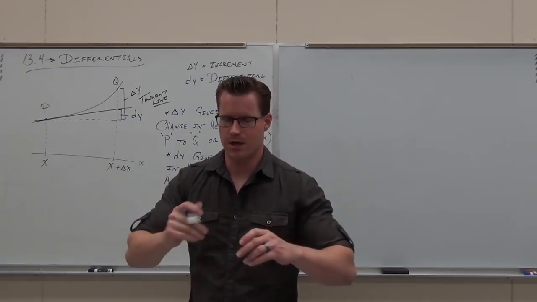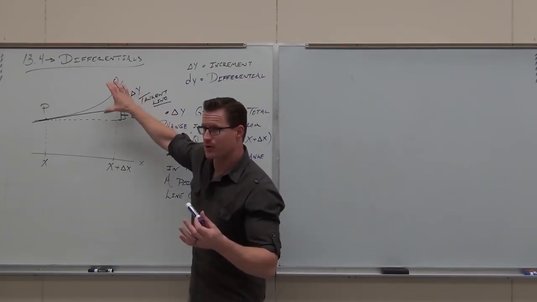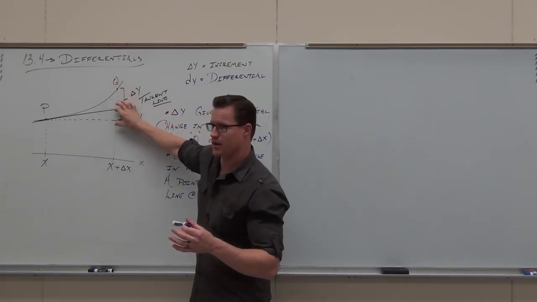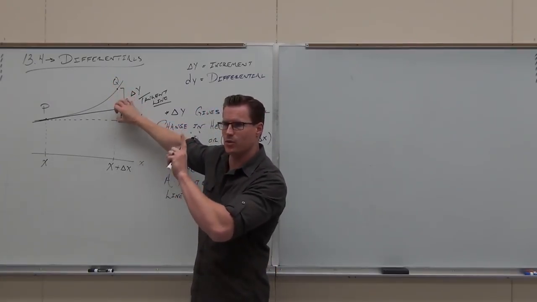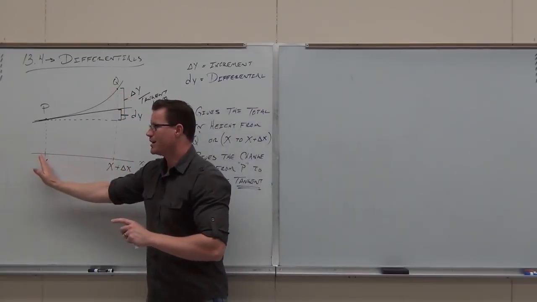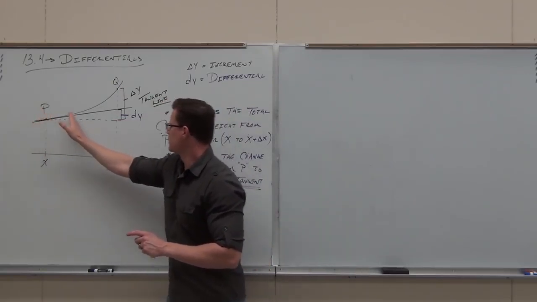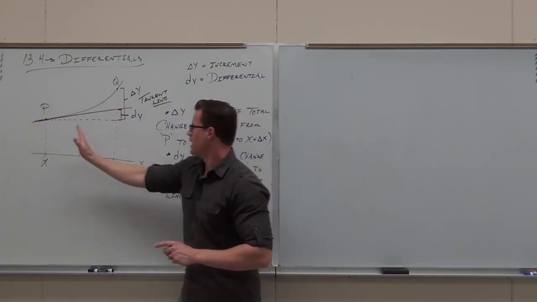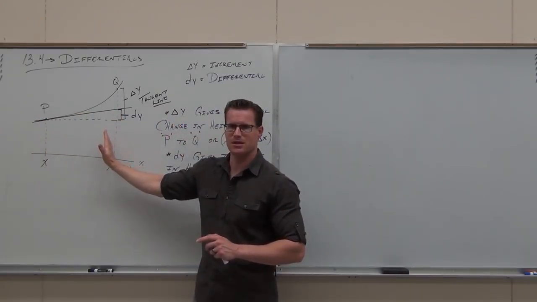I'll say that one more time. There's a difference between here and the tangent line, a difference along the axis of the dependent variable. But for the independent variable, if I want to go from P to Q, or from P to a point on the tangent line above, I'm traveling along the x-axis the exact same distance. Does that make sense?